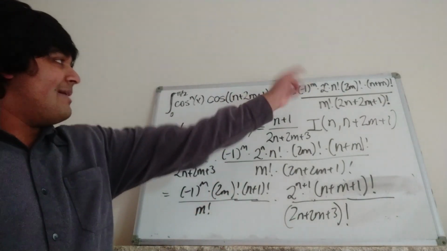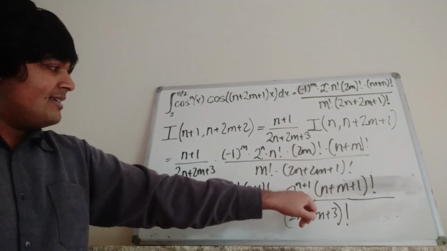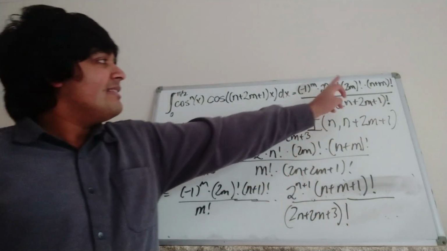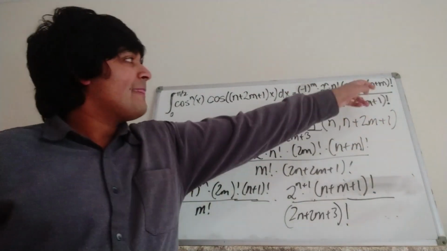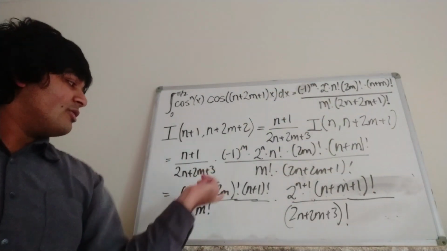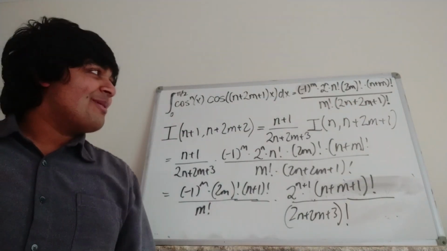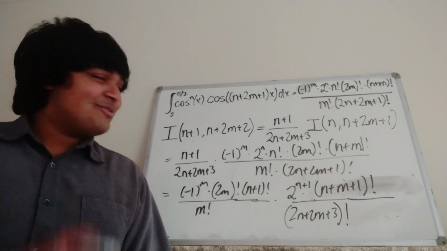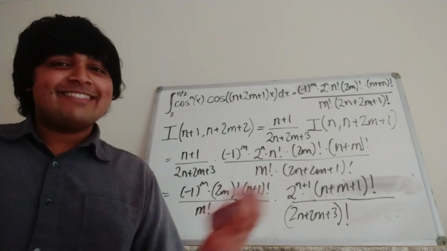You've got this minus 1 to the n, that stays the same. This 2 to the n is 2 to the n plus 1. This n factorial is this n plus 1 factorial. This 2m factorial is this 2m factorial. N plus m factorial is now n plus 1 plus m factorial. The m factorial on the bottom is still there, and the 2n plus 2m plus 1 factorial is 2n plus 2m plus 3 factorial. Okay, so we've shown that the inductive step holds, and that concludes the proof of part 2.